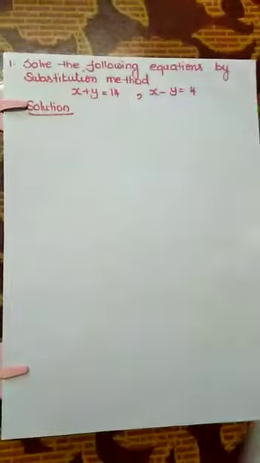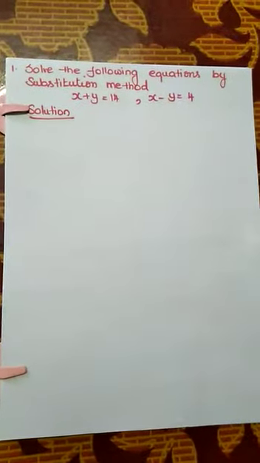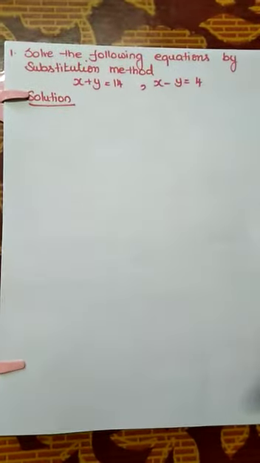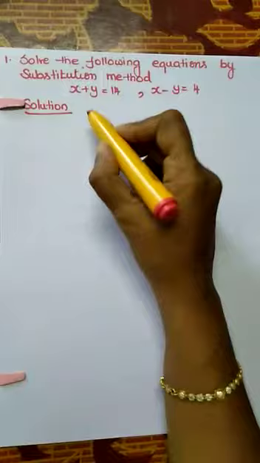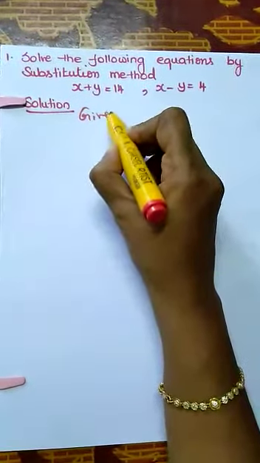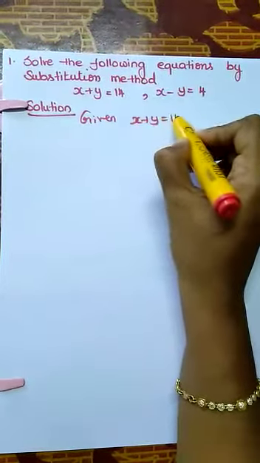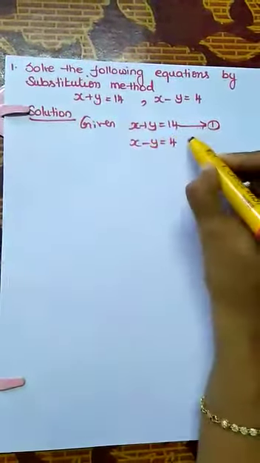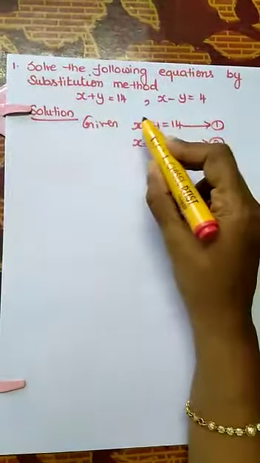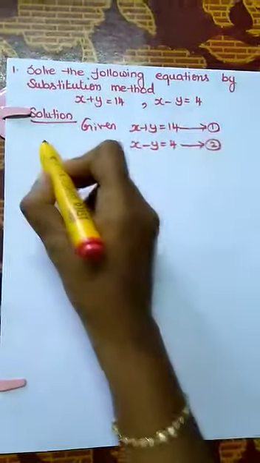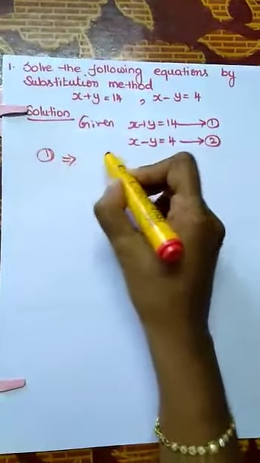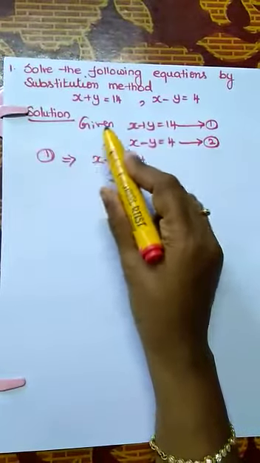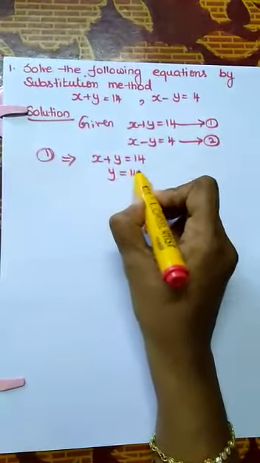Now we are going to solve a problem. Solve the following equations by the substitution method. The given equations are x plus y is equal to 14, x minus y is equal to 4. We have to choose x plus y is equal to 14 as the first equation and x minus y is equal to 4 as the second equation. Now we have to move the x value to the RHS. Take the first equation, x plus y is equal to 14. Now I am going to change the x to the RHS: y equal to 14 minus x.